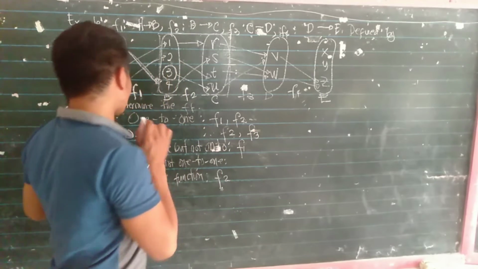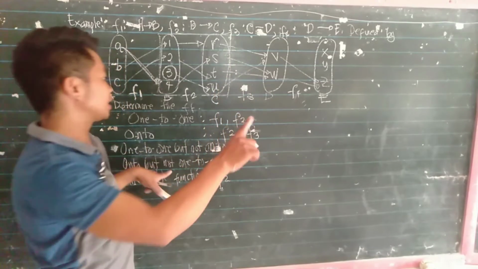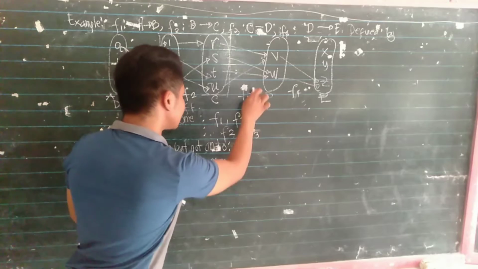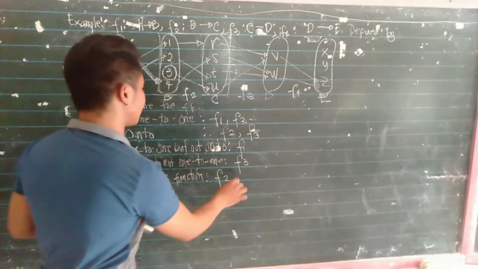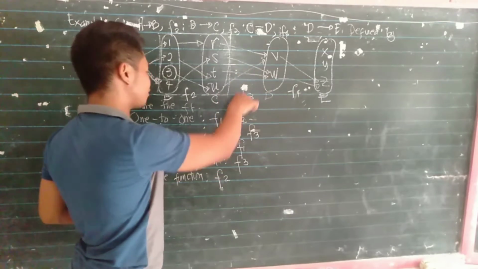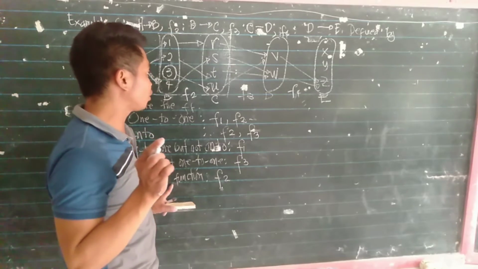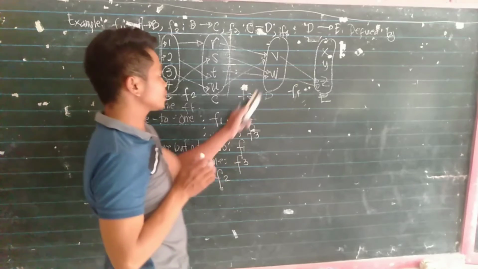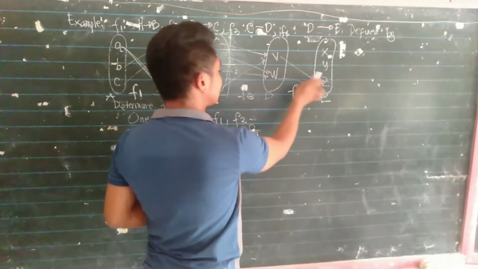And now, it is onto but not one-to-one. So therefore, this function belongs here. Another one, f sub 3, is not an invertible function because it is not one-to-one. Next, let's proceed with this: V, Z, W, and Z.